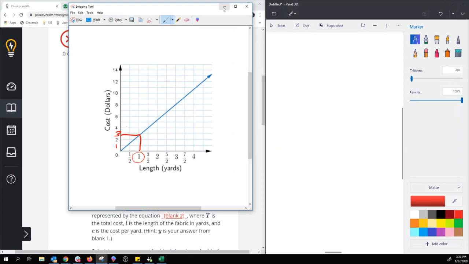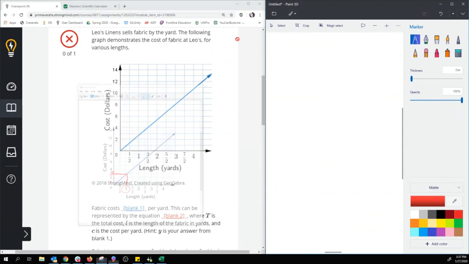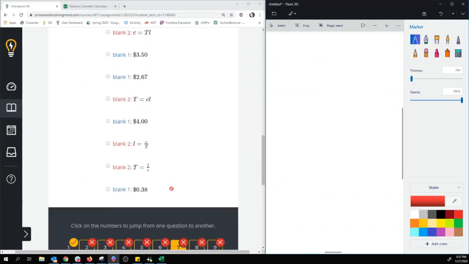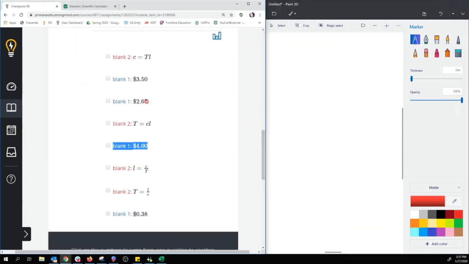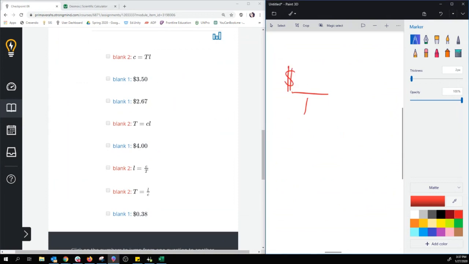Okay. So since our 1, right, a point where 1 is in between 2 and 3, we're looking at a range that is in between $2 and $3. So if I look at all these blank ones, which price is in between $2 and $3 for cost per yard? So which one of those blanks is in between $2 and $3?